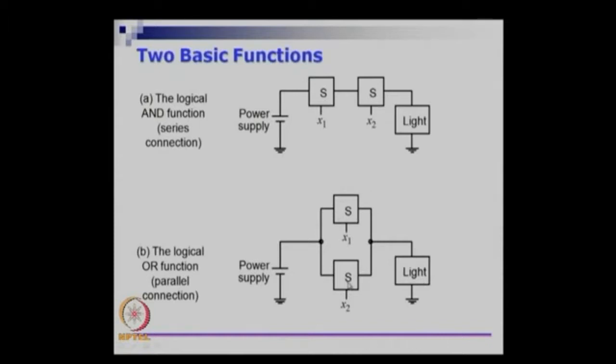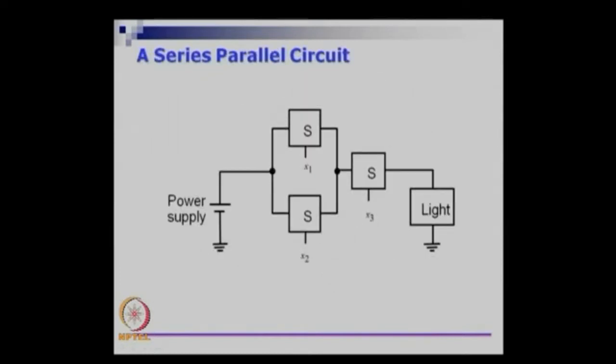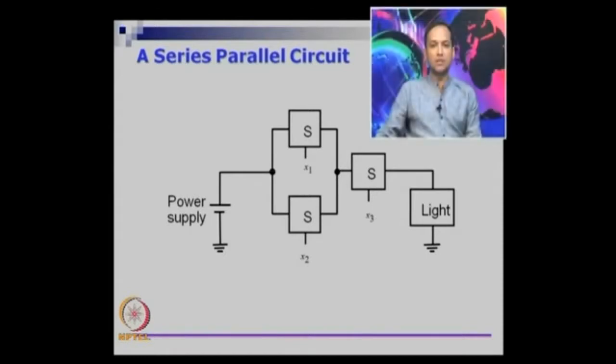If all of them are off, then the light will be off. Right? So this is fairly easy. Now let us take a look at this circuit. Just take a while and think about what are the conditions under which this light will turn on.